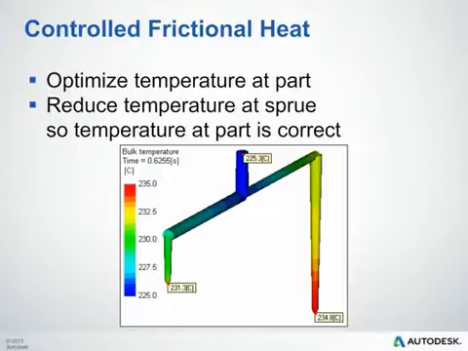In this case, in the image below, if we want to see 234 degrees Celsius melt entering our part, then we'd want to decrease your melt temperature in the process settings to 225 degrees Celsius in order to achieve that. So, again, control your frictional heat and leverage your feed system.